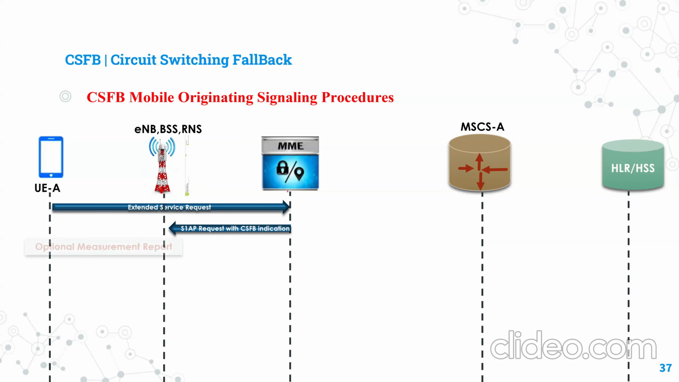Now here, the MME will send the S1AP request with CS fallback indication to the eNodeB, as in it is the indicator to the eNodeB that this person wants to do circuit switching fallback to 3G, and it asks the eNodeB to drop this person to 3G coverage.